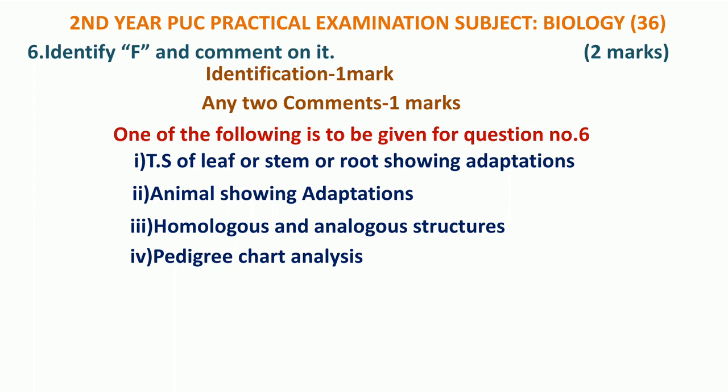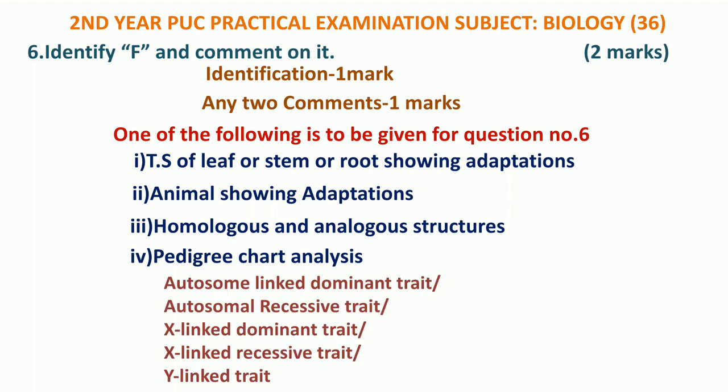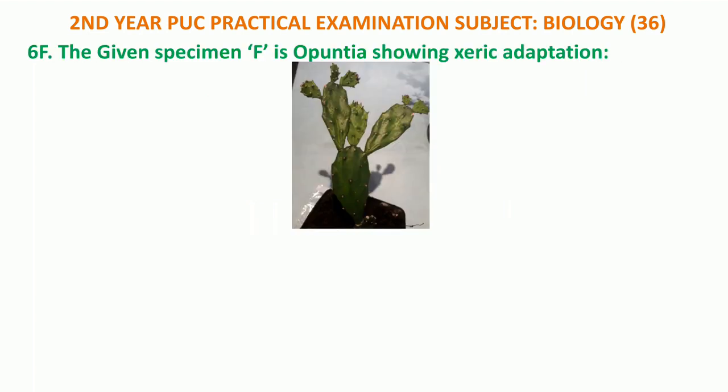Only one is given. It carries 2 marks. And in a pedigree chart, it may be given as autosome linked dominant, autosome linked recessive, X linked dominant, X linked recessive, or Y linked trait in the examination. If they give this spotter or picture, you should write the answer like this.